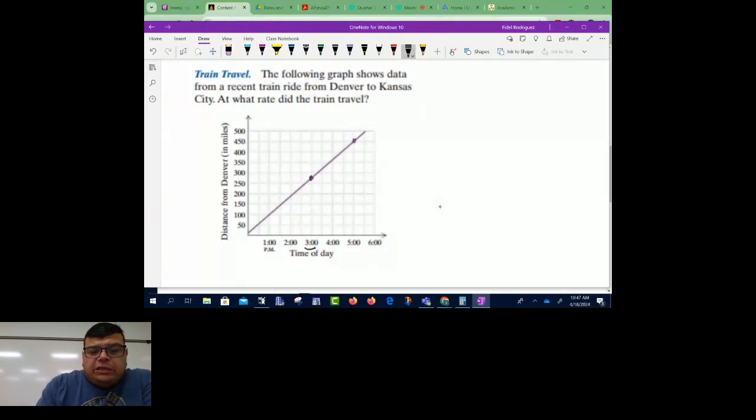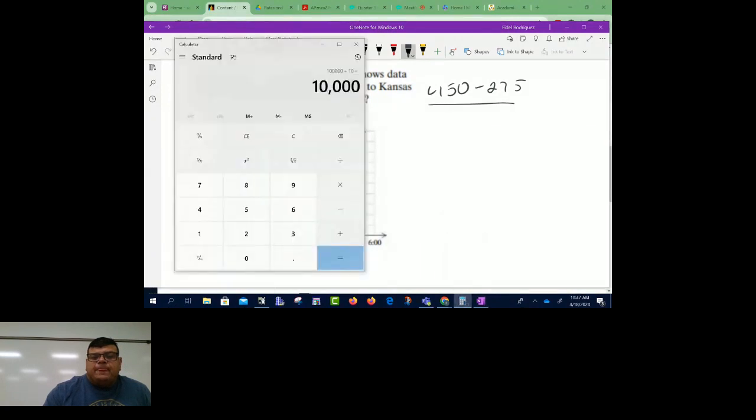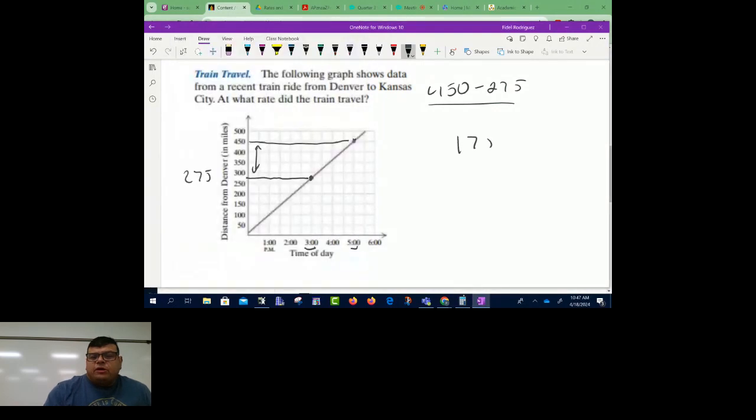Y'all, it looks like at 3 o'clock, if we're right here, right between 250 and 300, I would say we're at the 275 mark. Okay. Y'all, at 5 o'clock, we were exactly at the 450 mile mark, right? So I want to know, how many miles did we travel from here to here? Well, look, y'all, we can just take 450 minus 275, right? So 450 minus 275, y'all, we traveled 175 miles, right?